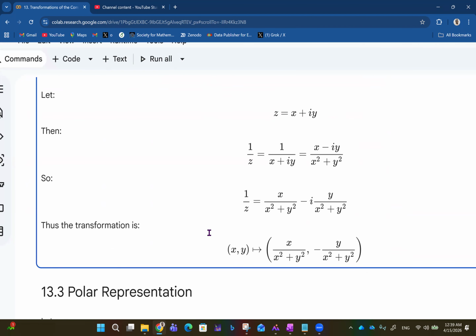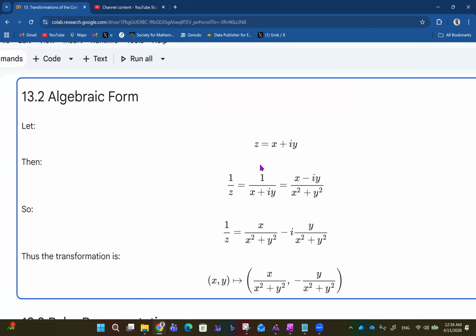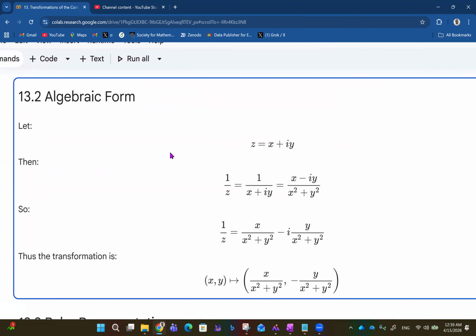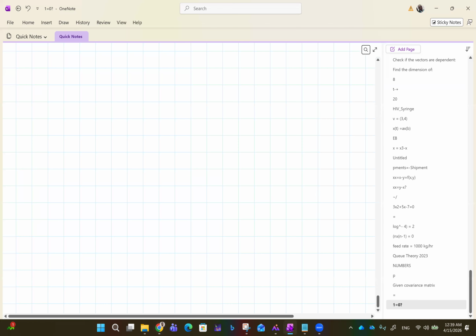So in the algebraic form, see what happens. If you let z be x plus iy, then 1 over z is 1 over x plus iy, and then we can rationalize. Let me go and do that on the worksheet.